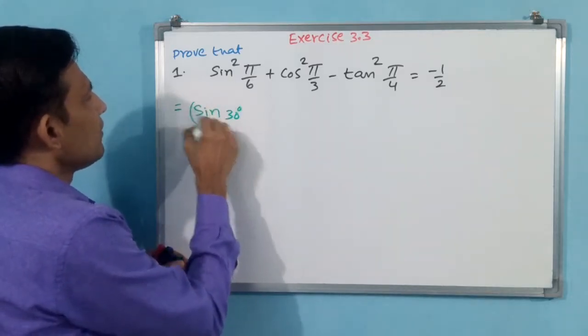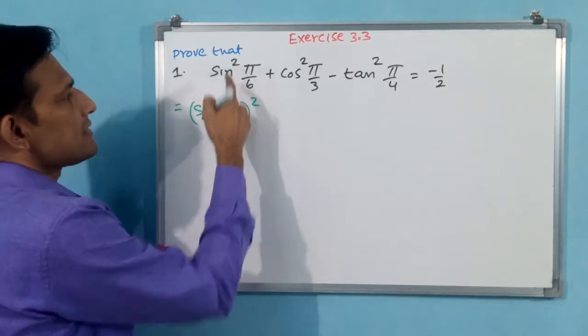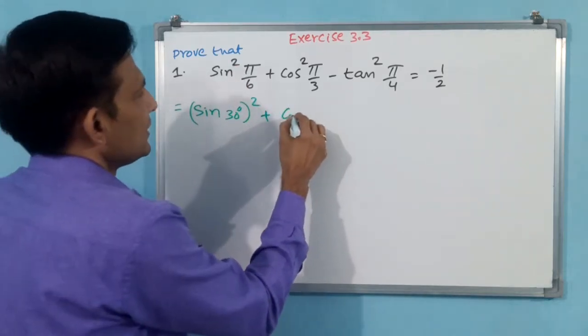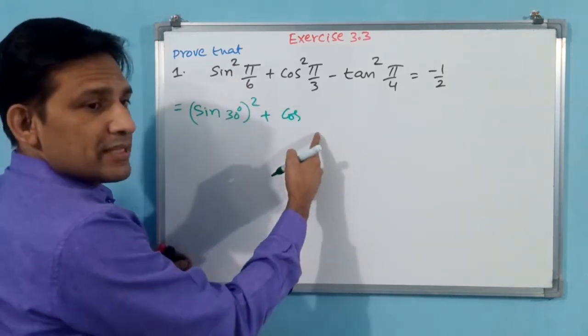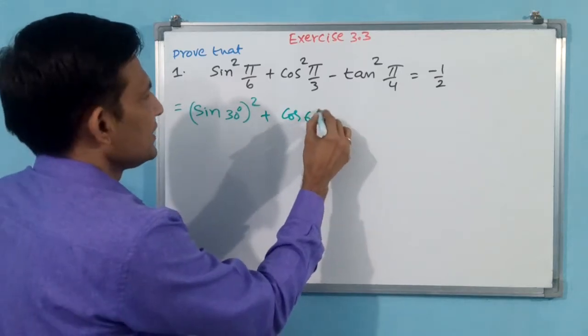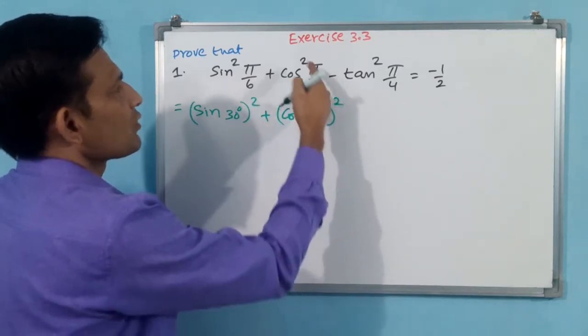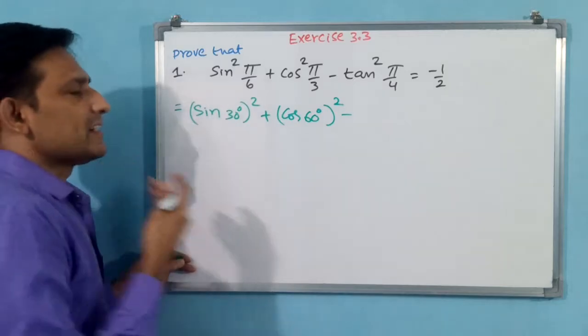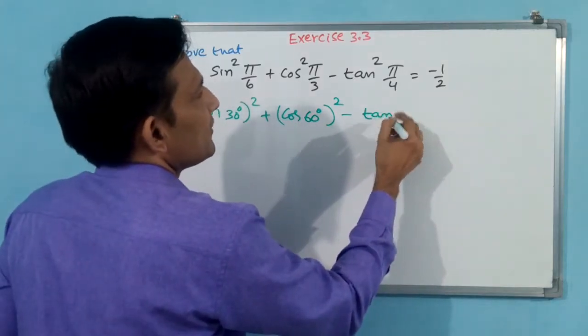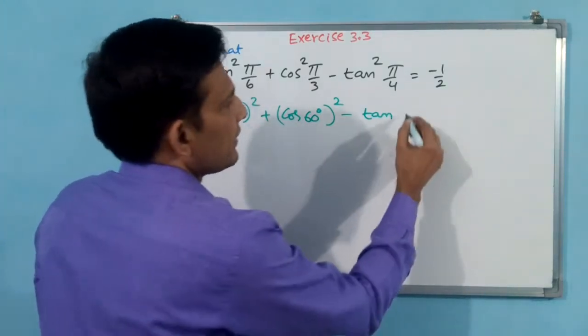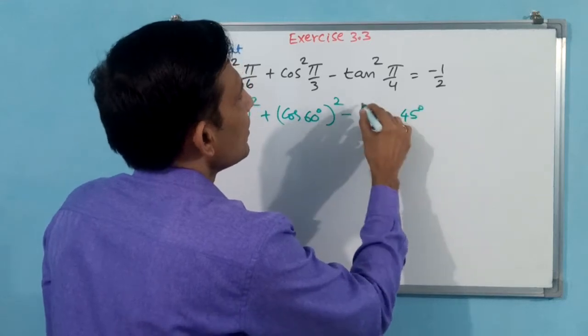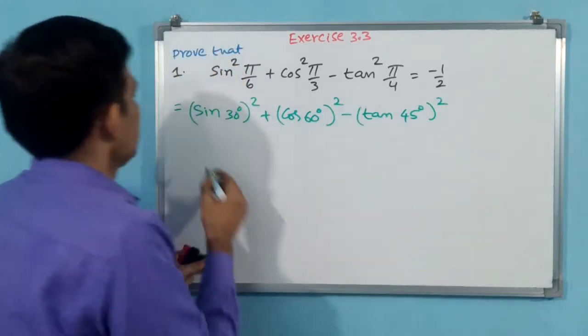30 degree whole square. Why? Because square is there. Plus cos of pi by 3, which means 60 degree, 60 degree whole square. Square is there. Minus tan of pi by 4, which means 45 degree, 45 degree whole square. Okay.